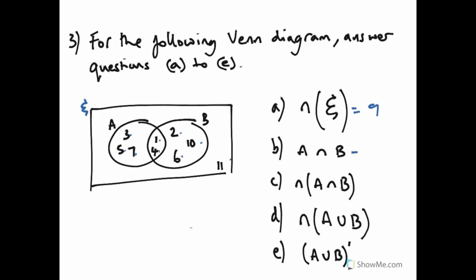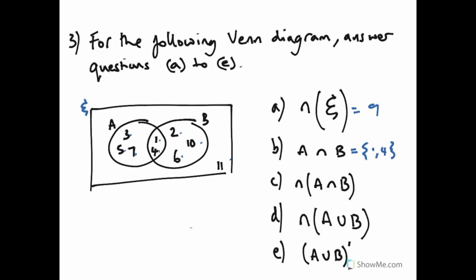Now part B, there's actually a set of items, so I need to use little set brackets. Everything that's in the intersection is this little middle bit, so I want everything in the middle. And I'm going to write that as a set. 1 and 4 are things in the middle, using set brackets as a target.